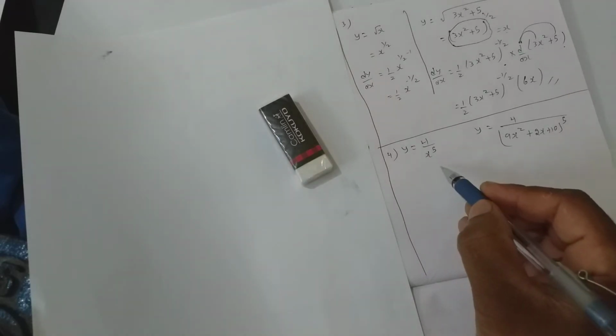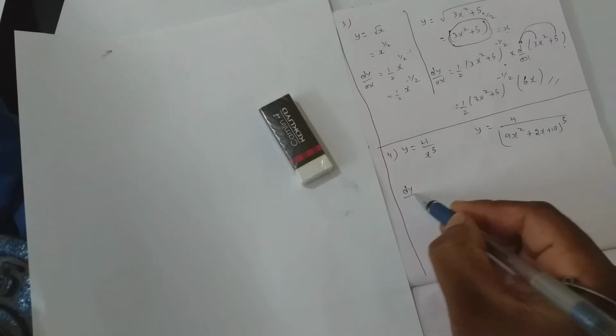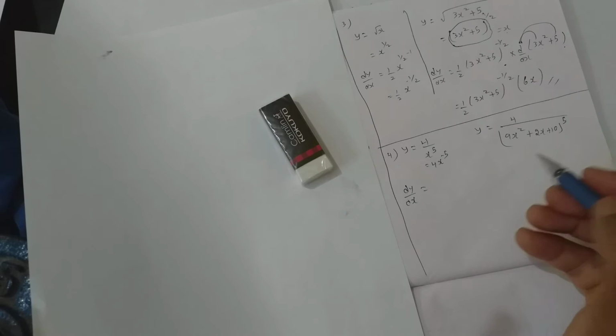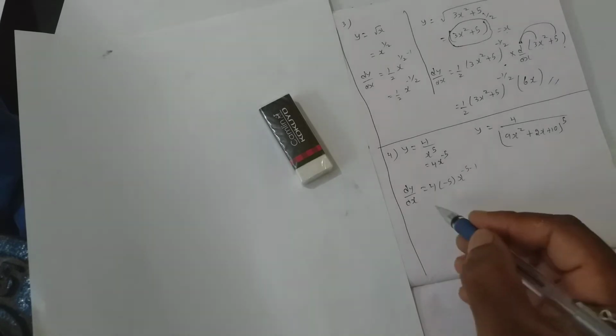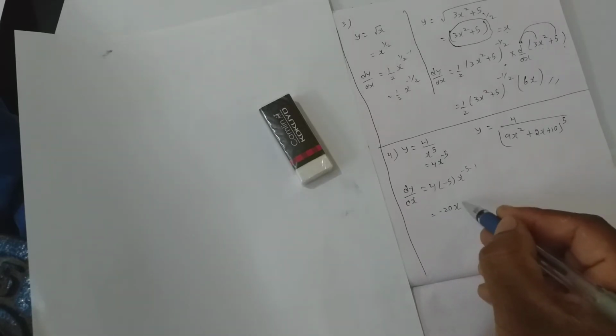If y equals 4 by x power 5, how much is dy by dx over here? Directly you can't do it. First x power 5 will go up. It will become x power minus 5. So now it is 4 into minus 5 into x power minus 5 minus 1. Am I clear? So it is minus 20 into x power minus 6.